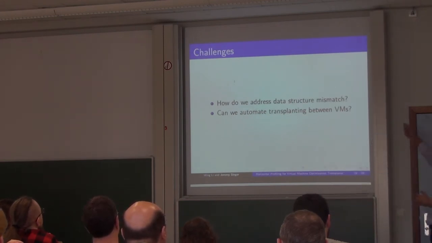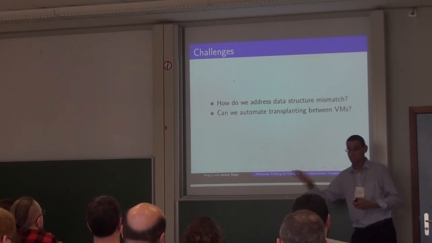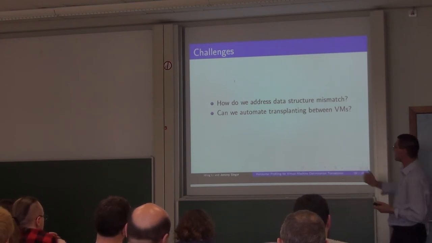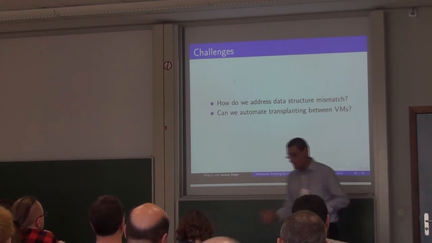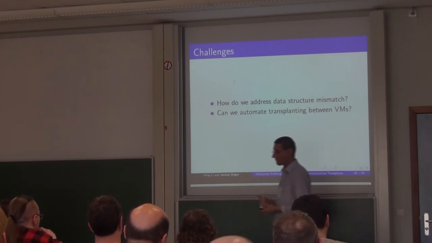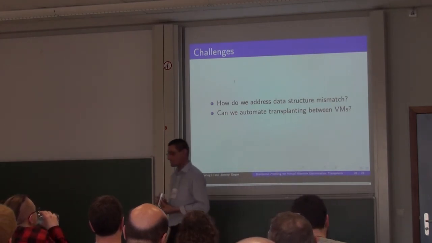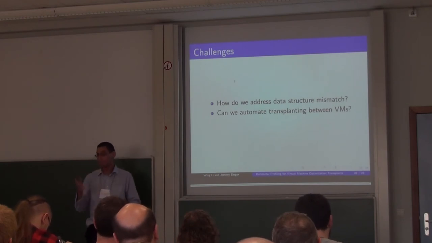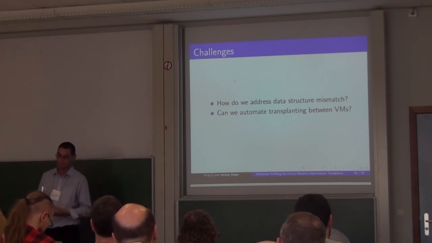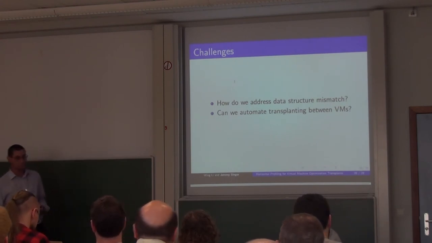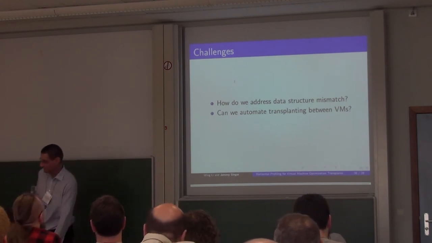And then the challenges are data structure mismatch, so different intermediate representations in the different compilers, how do you port between those? And is it feasible to automate this transplanting? This has been done for graphics programs. People transplant things between various graphics manipulation programs and so on. Martin Rinard and his gang at MIT do that kind of thing. Is it possible to transplant code automatically between virtual machines? I leave that as a question for the audience. Thank you.